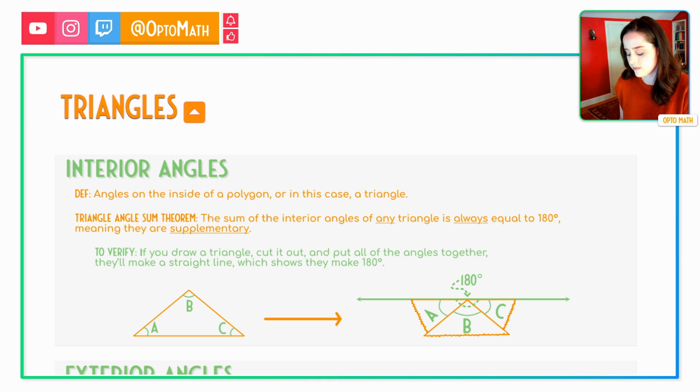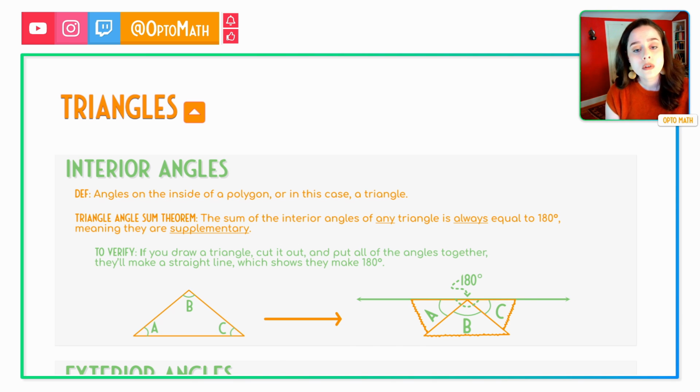Okay, so there's A and C. Let's put it in order just to be cool. A, B, C. Now, look what we've just created, a flat line. Okay? Flat line. That's 180 degrees. And notice, we've got angle A, angle B, and angle C. So when you add up those three angles, you get 180.